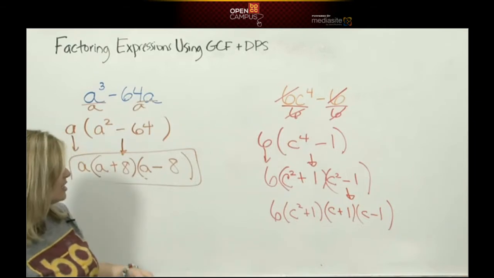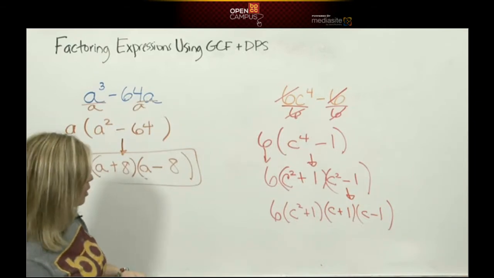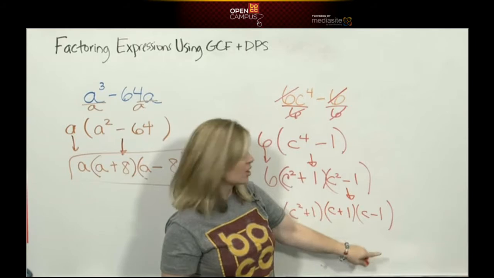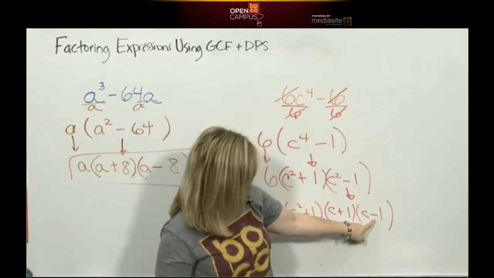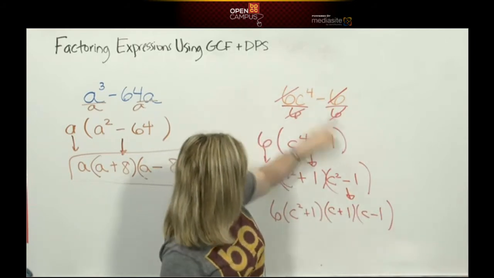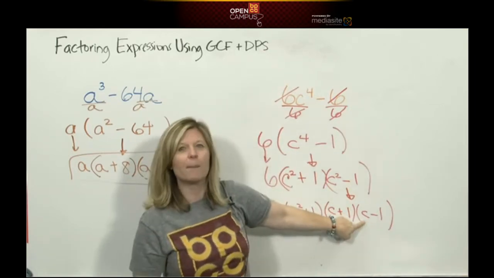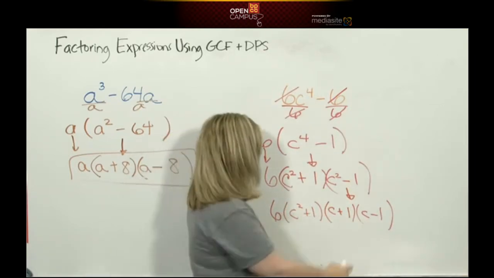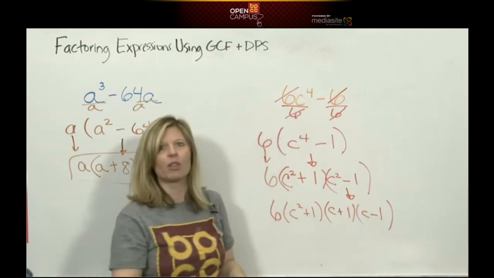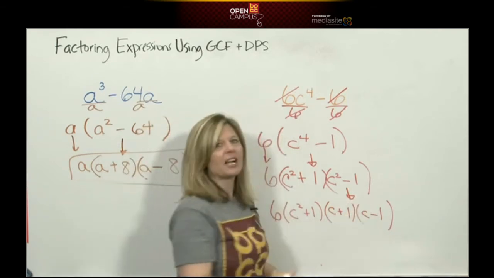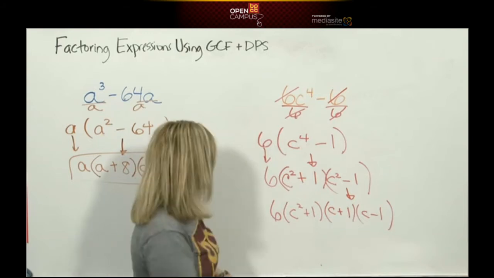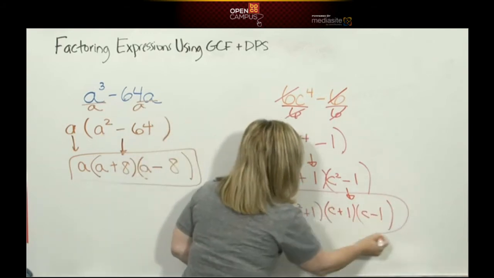Now I'm going to look. Am I done? Well, the only thing I'm worried about is this set of parentheses, because I see the subtraction, the difference. I see 1, it's a perfect square. But is the letter c a perfect square? No, because that has an odd exponent of 1. There's a 1 there as the exponent, so it's not even. Therefore, I know I'm completely done.